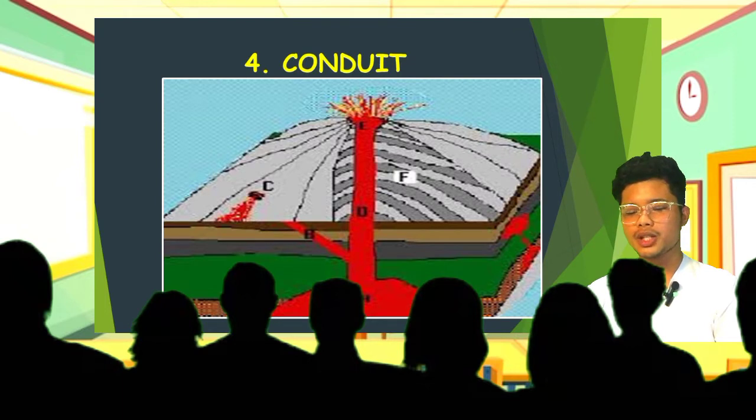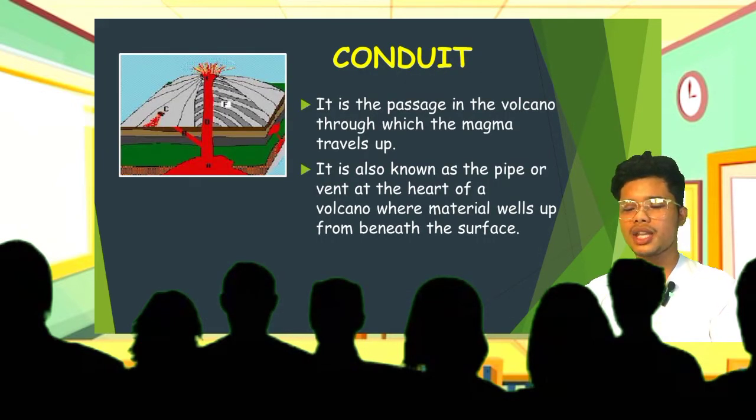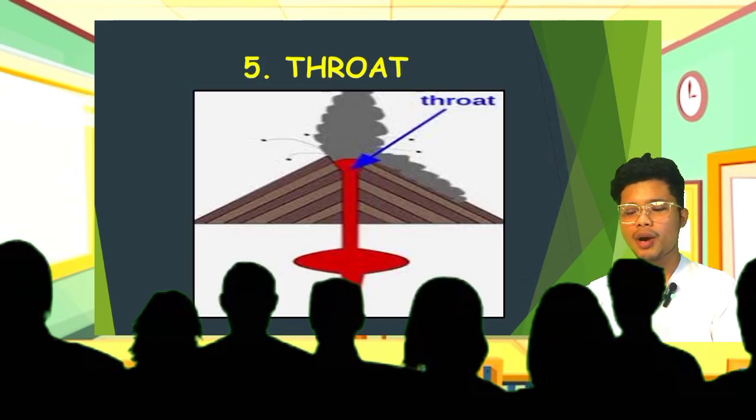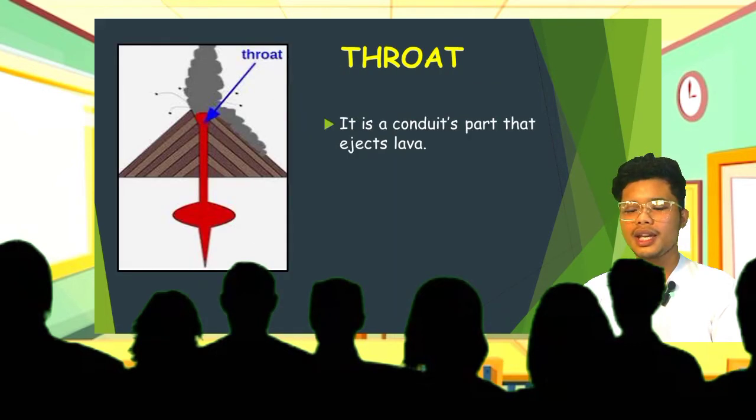The next picture displays the conduit. It is the passage in the volcano through which the magma travels up. It is also known as the pipe or vent at the heart of a volcano where material wells up from beneath the surface. That is the conduit. And then the next part is the throat. It is the conduit's part that ejects the lava. We should always remember that the throat is just part of the conduit.